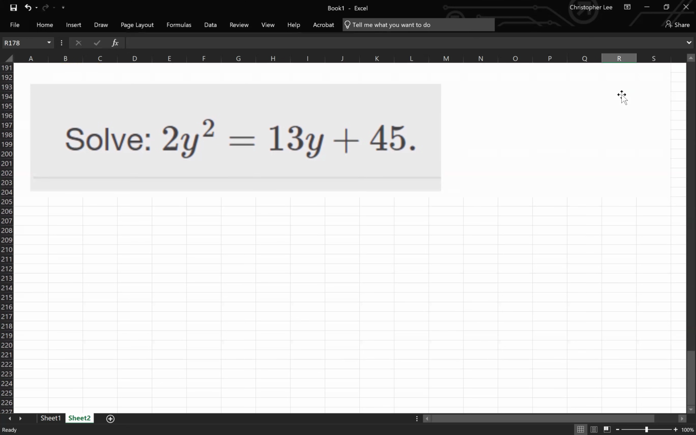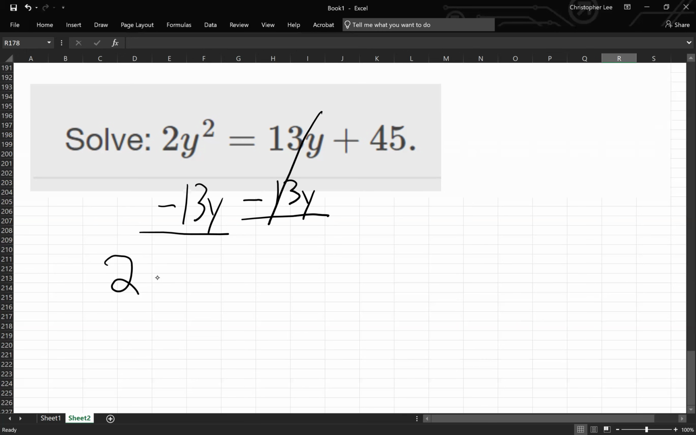First off, this equation here is not in standard form. I've got to put everything on one side and set it equal to 0. So, step one, I'm going to subtract this 13y over here to put it on the other side. But what I do to one side, I've got to do to the other. You might be wondering, why didn't I just subtract the 2y squared and put it on the other side? I don't like negative numbers, not even in my bank account. So that's why I want to keep that positive.